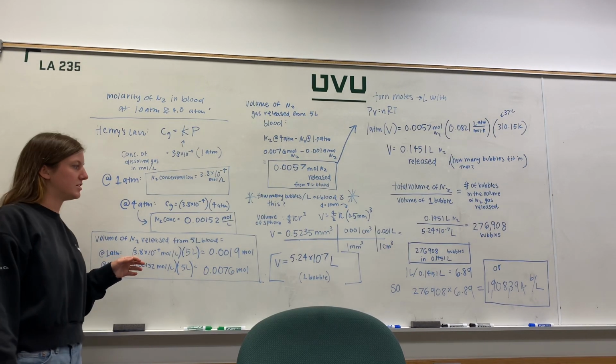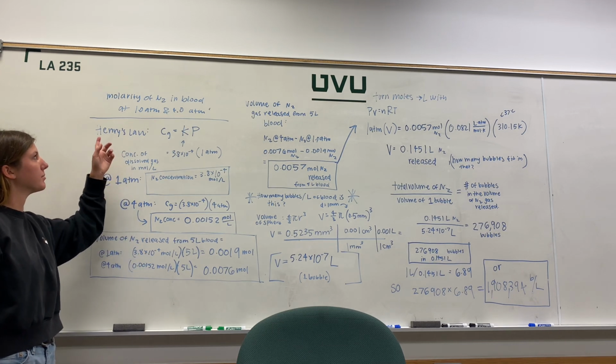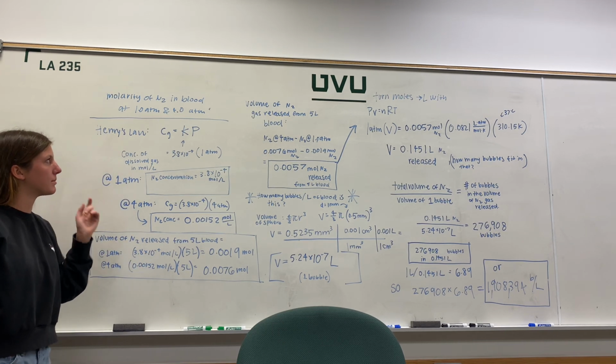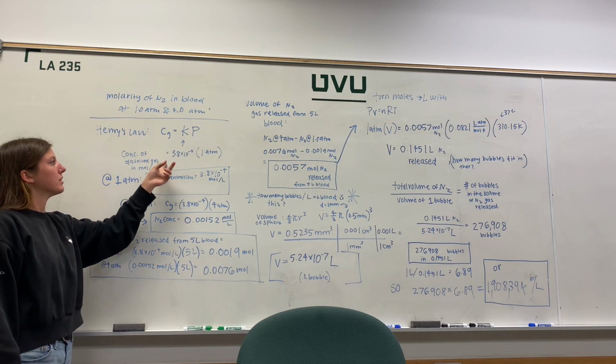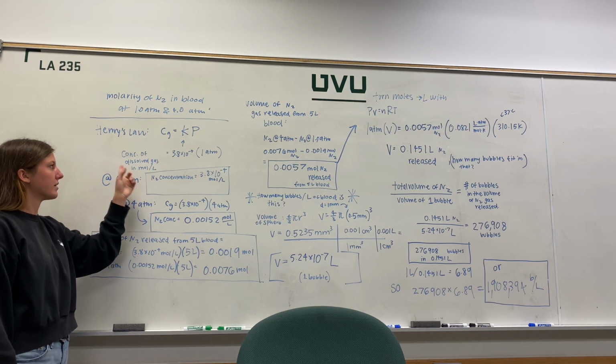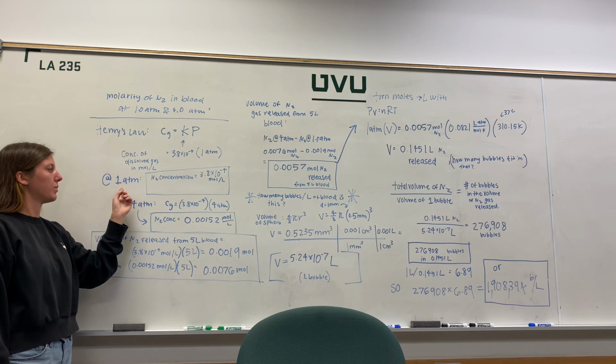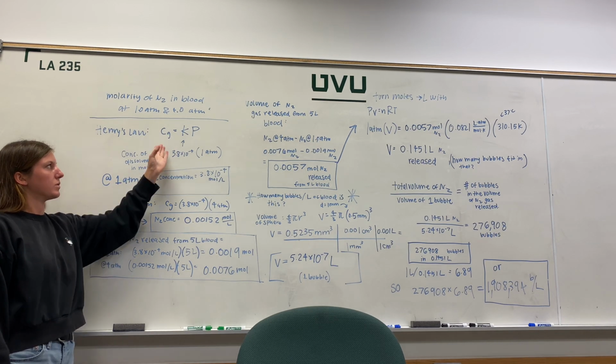The first thing we're asked to do in this problem is calculate the molarity of nitrogen gas in the blood at 1 atmosphere and 4 atmospheres. So we use Henry's gas law to find the concentration of dissolved gas in moles per liter at 1 atmosphere and 4 atmospheres. So here's our equation.